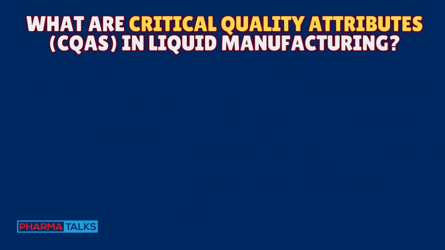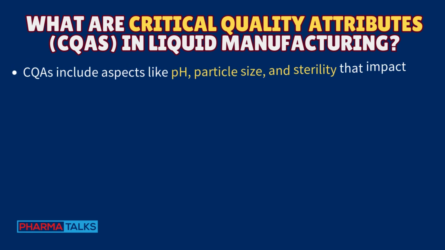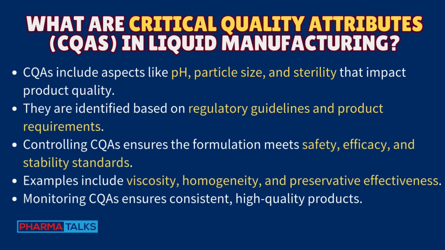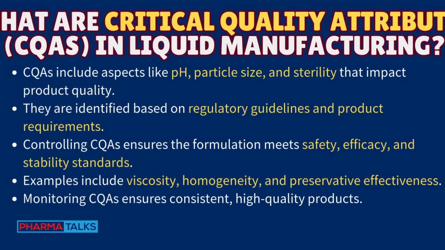What are critical quality attributes, CQAs, in liquid manufacturing? CQAs include aspects like pH, particle size, and sterility that impact product quality. They are identified based on regulatory guidelines and product requirements. Controlling CQAs ensures the formulation meets safety, efficacy, and stability standards. Examples include viscosity, homogeneity, and preservative effectiveness. Monitoring CQAs ensures consistent, high-quality products.